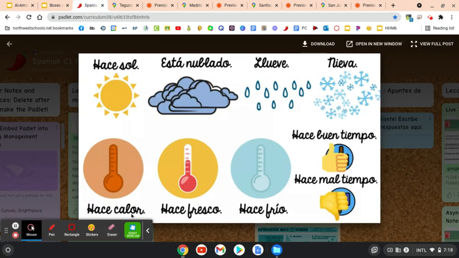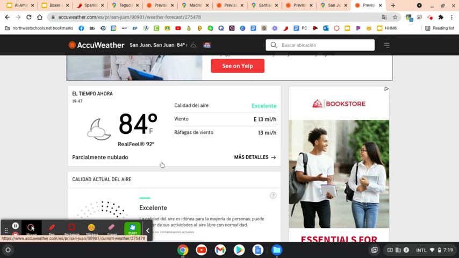Hace calor, ¿sí? I don't know if you can hear footsteps running around, but my son's above me. So, all right. Hace calor. He's running upstairs. Okay, never mind.